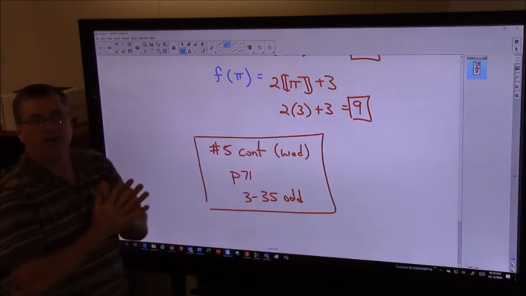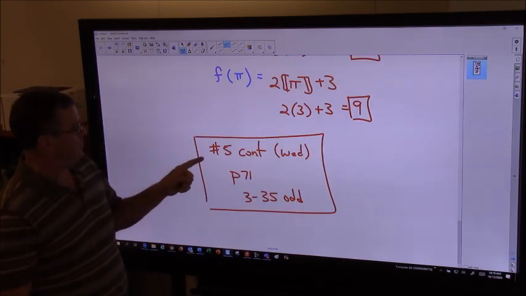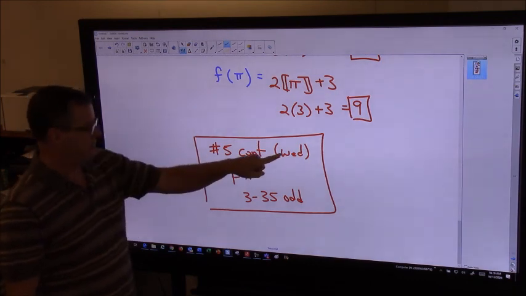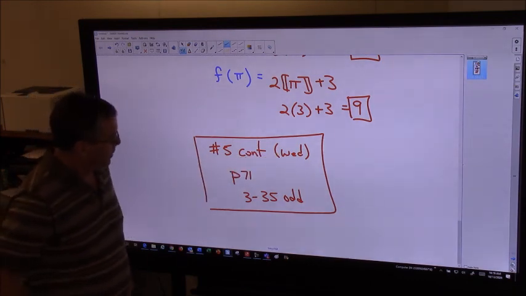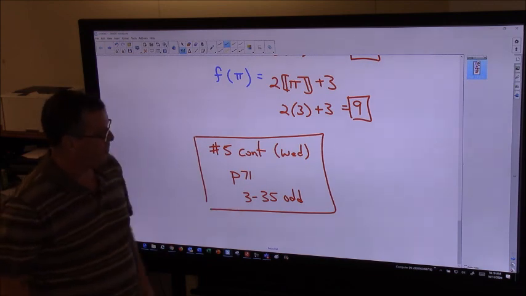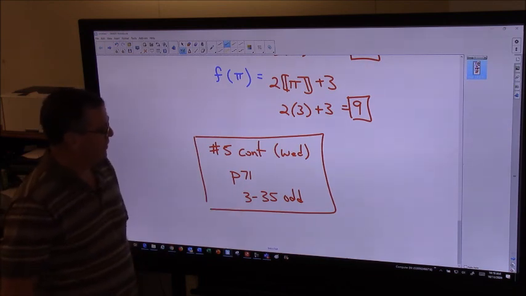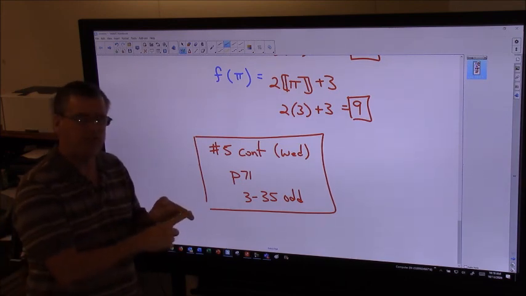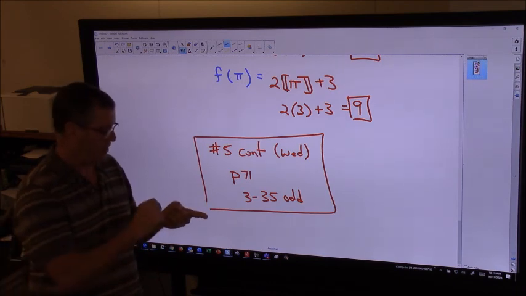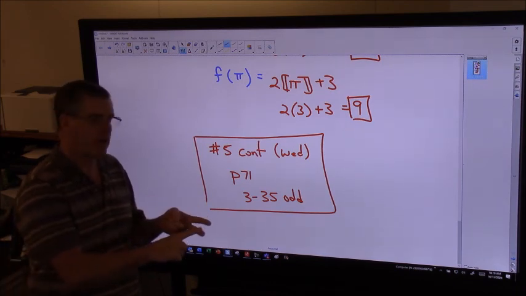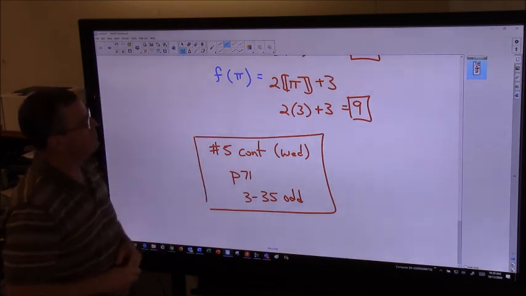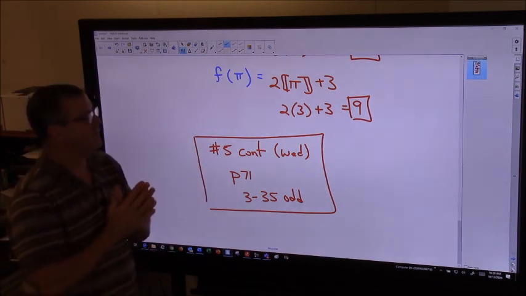All right, so that's all we have for today. So still assignment number 5, continued. We're now on Wednesday. We're going to do page 71, 3 to 35 odd. And I think, overall this assignment probably shouldn't be too bad. We're finding the equation of linear functions. We've done that for quite a few days now. We're graphing some things on the graphing calculator again, making sure we get complete graphs, and then just this one new idea for today.